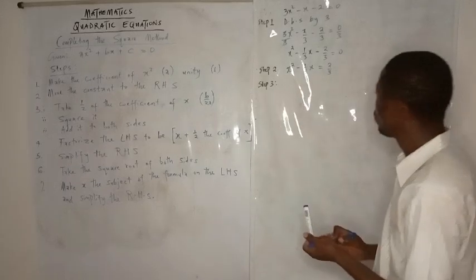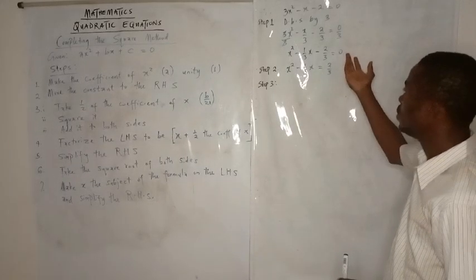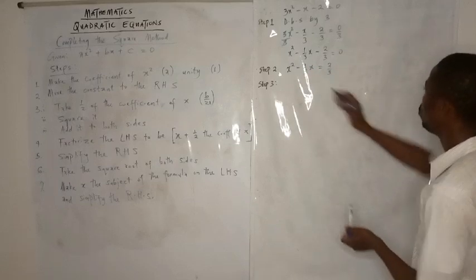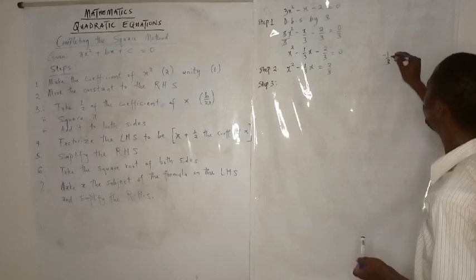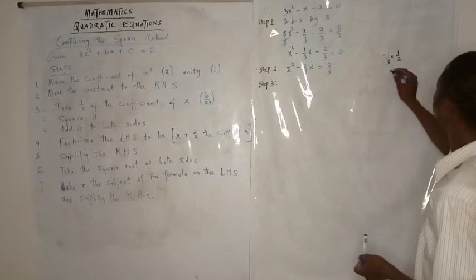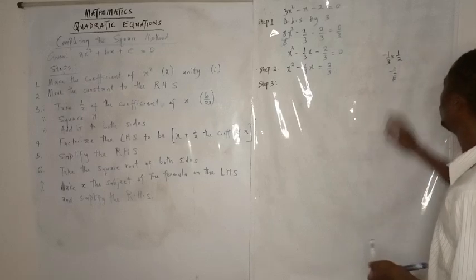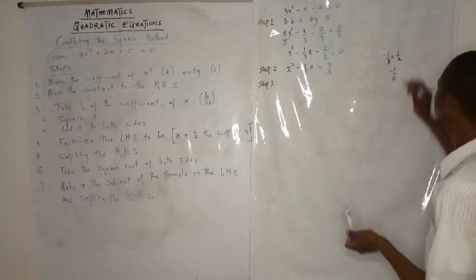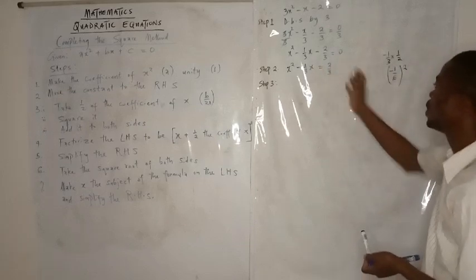Then step 3 says that we should take half of the coefficient of x, square it, and add it to both sides. So half of the coefficient of x, remember that the coefficient of x is minus 1 over 3. If we take half of it, we'll multiply it by 1 over 2. This will give us minus 1 over 6. So this is minus 1 over 6 is half the coefficient of x. Then we will square it and then we'll add to both sides.